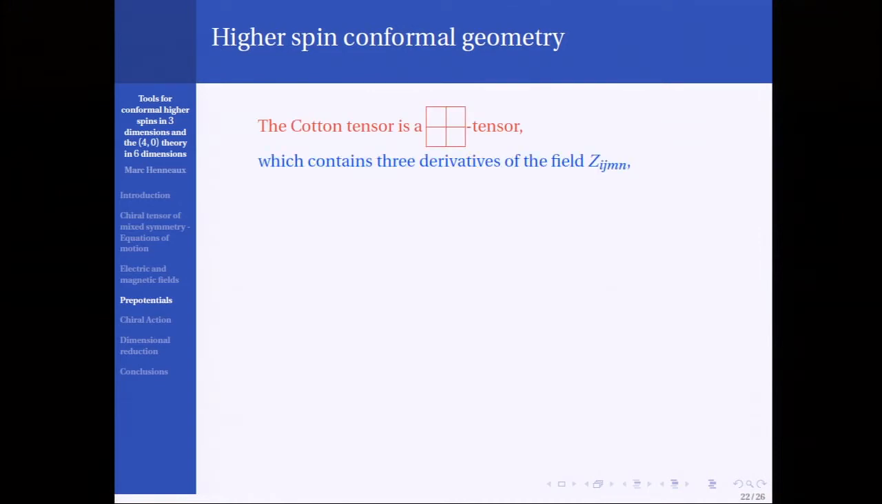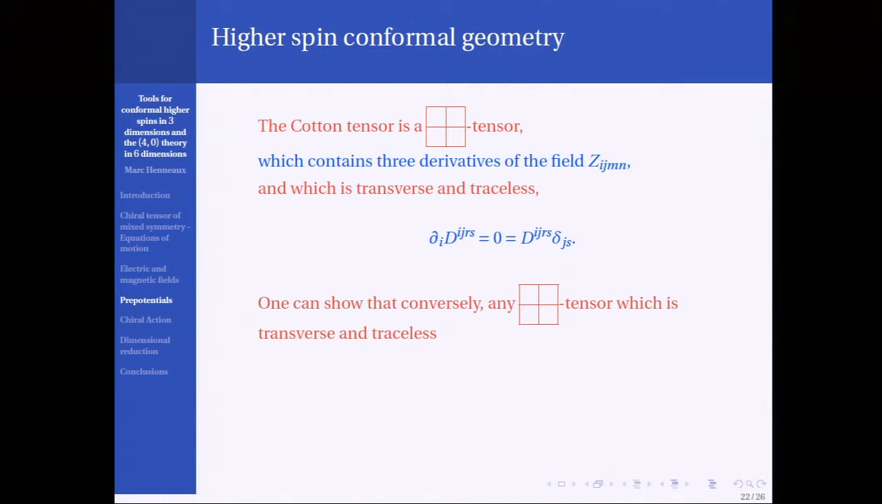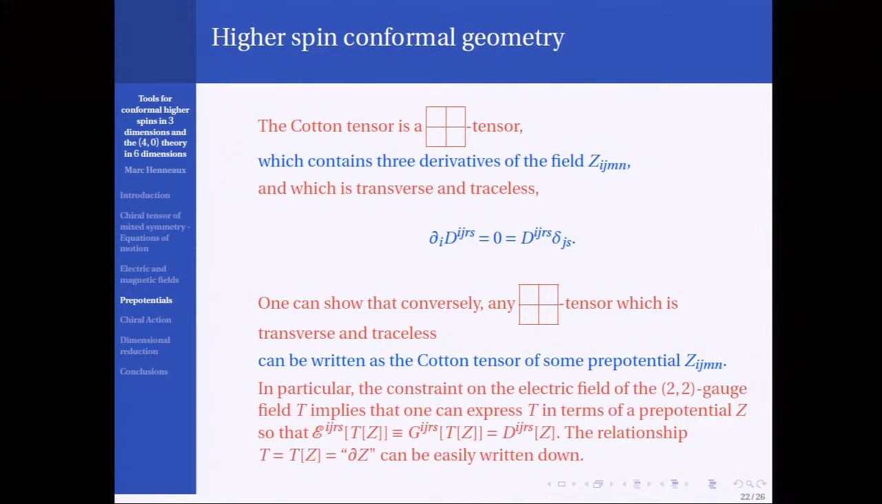Now this is a 2-2 tensor. It contains 3 derivatives of the field. You can show, and that's not complicated to show, that it is like in 3 dimensions for a standard symmetric tensor, transverse and traceless. And conversely, any tensor which is transverse and traceless with that symmetry type can be written as a Cotton tensor of some prepotential Z_ijmn with a 2-2 symmetry, in 5 dimensions. Now I am in 5 dimensions.